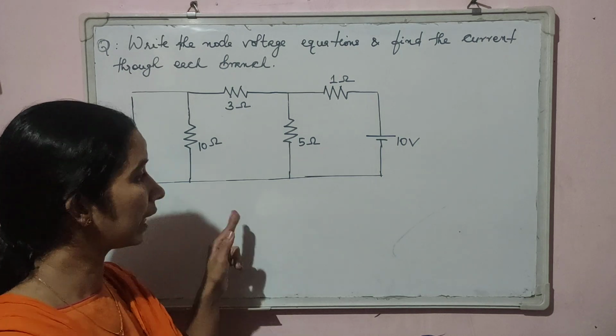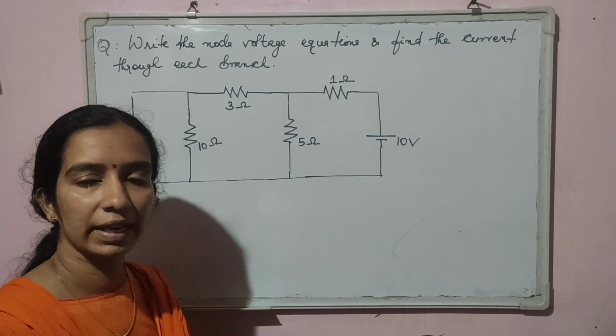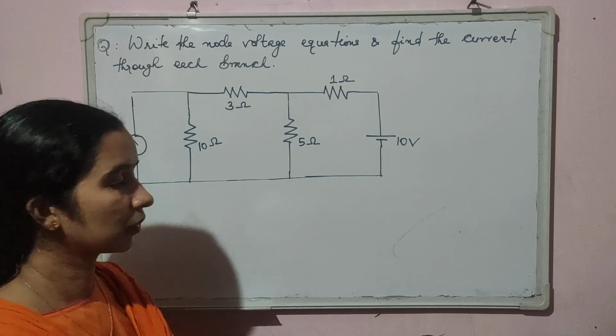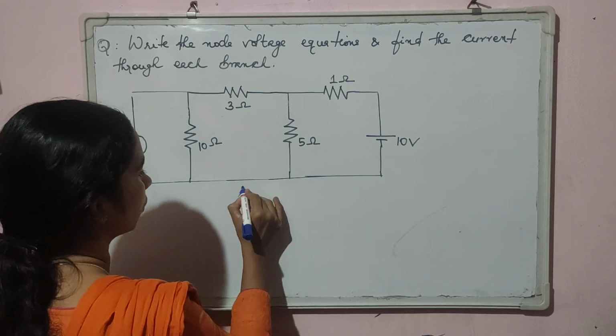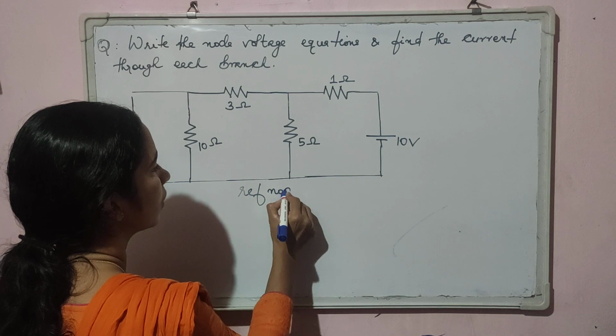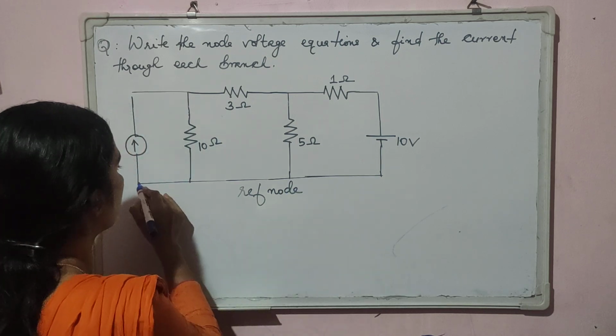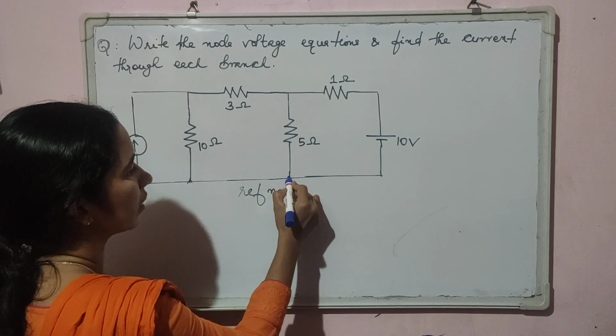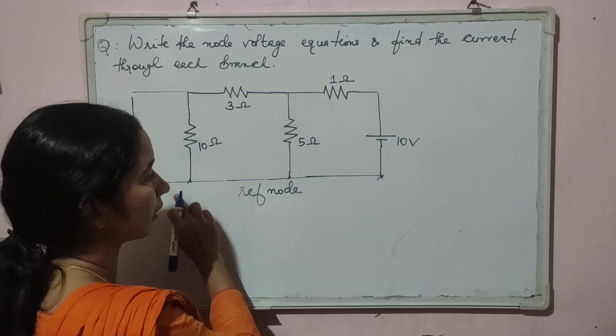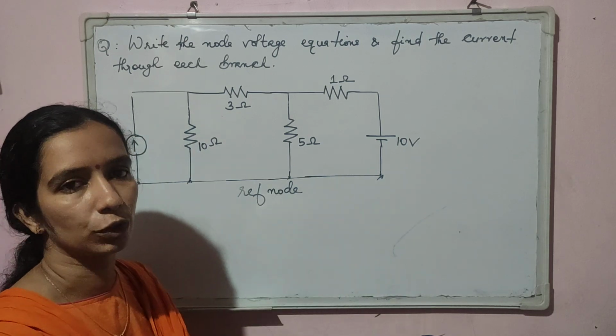First of all, we have to identify the reference node and assign 0 voltage to it. So here this will be the reference node. It will have a voltage of 0. So the reference node means this point, this point, this point and this point together. It is the reference node.